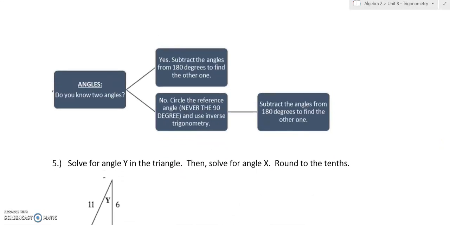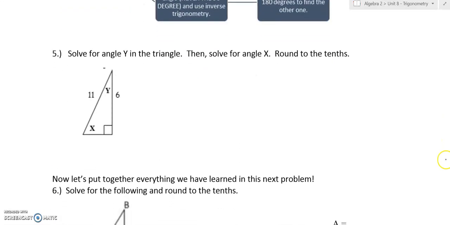Okay, flip it over. On the back side, we have a couple more problems, maybe a little bit longer, more pieces here. So solve for angle Y in the triangle. Then, once we get that, solve for angle X, round to the nearest 10th. So go in order here. Solve for Y. That's the first thing it wants me to do.